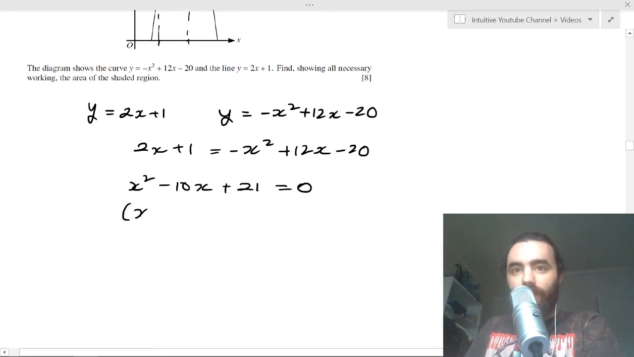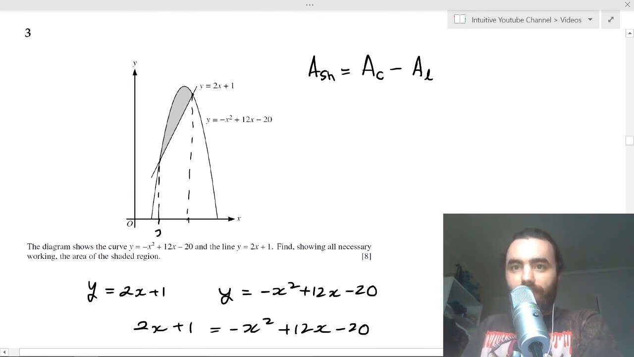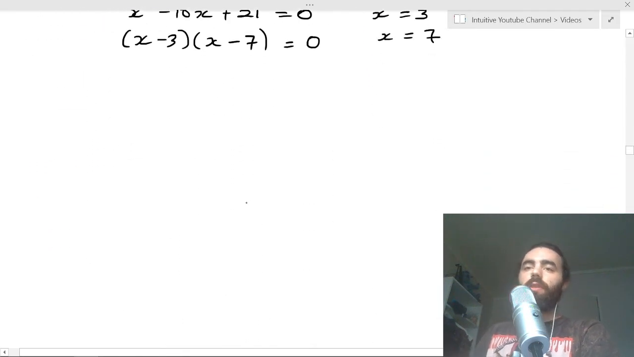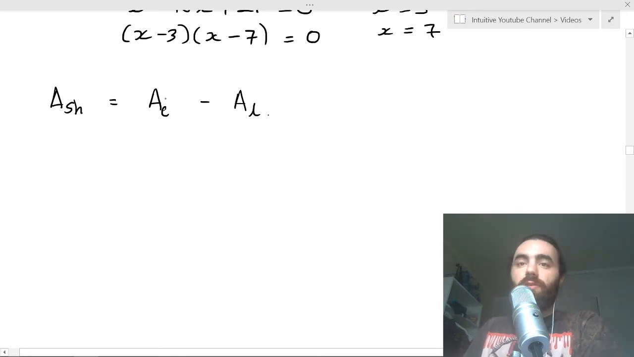And then we can factorize this like so. What pluses into this and times into this. So our solutions are x equals 3 and x equals 7. So that means this is x equals 3, and x equals 7. Now we can say that the area of the shaded region is equal to the area under the curve between these limits minus the area under the line between these limits.